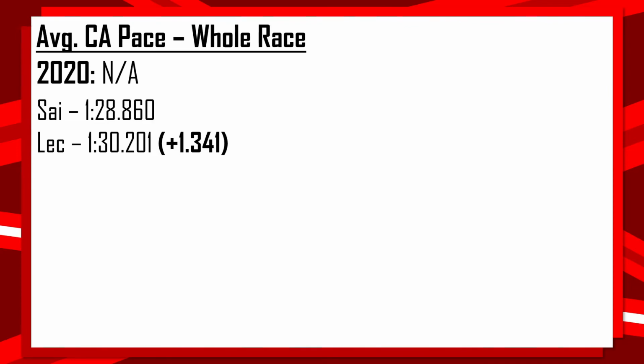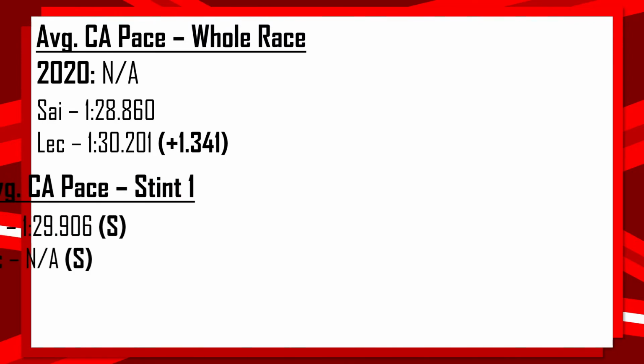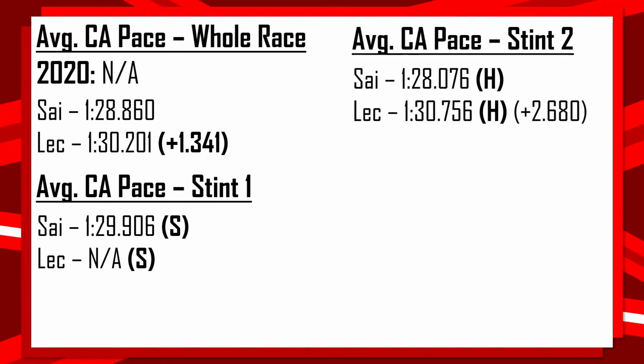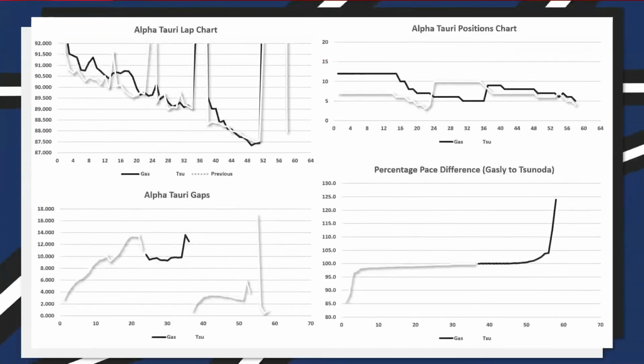But looking at the Ferrari's lap times overall, we can see that there is a 1.3 second deficit between Sainz and Leclerc. With Leclerc not setting any clean air laps in stint number 1, and across stint number 2, where Leclerc was actually considerably slower, it was 2.7 seconds the difference between the two drivers. But moving from Ferrari, we will now head over to AlphaTauri.